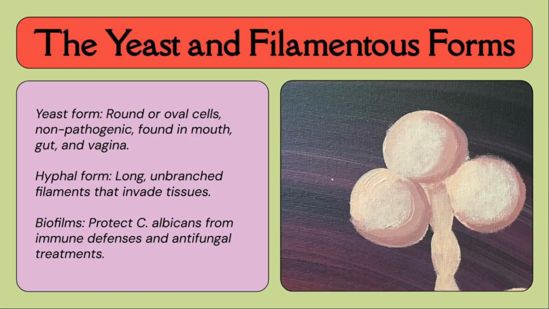In yeast form, Candida albicans is small, round, and exists harmlessly in the body. But when the conditions are right, it changes to a filamentous form called hyphae, which are long, unbranched filaments that invade tissue. These hyphae also form biofilms, making it resistant to immune defenses and antifungal treatments.